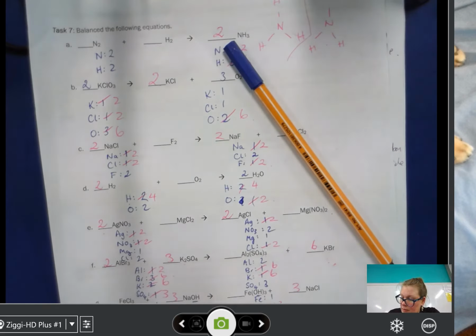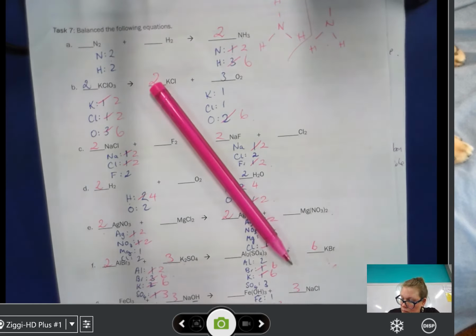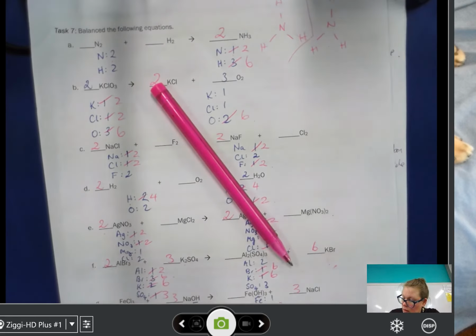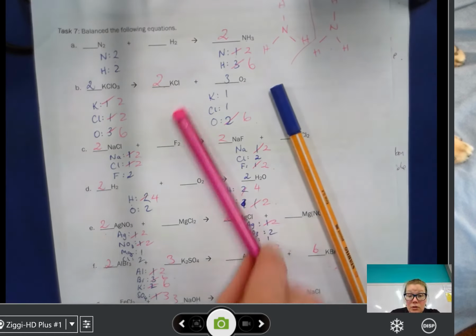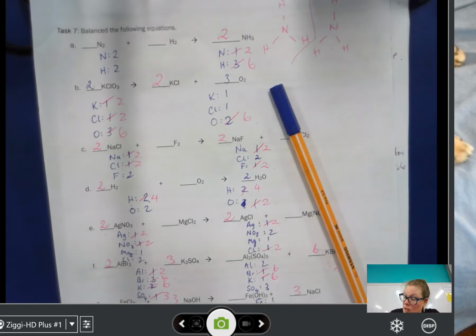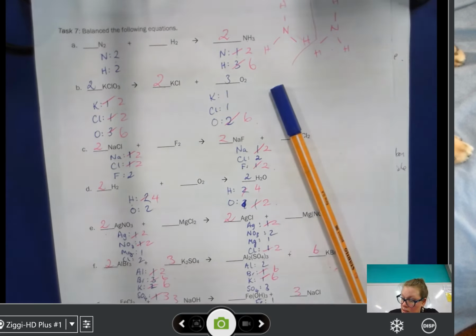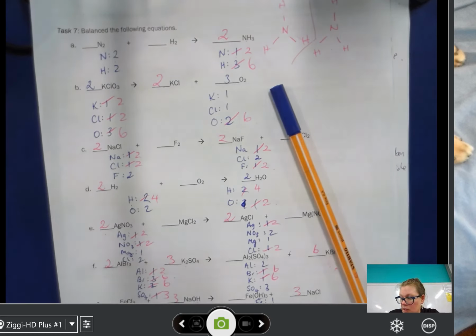1 carbon, 2 and 3, 6, 12, 6, 2, 8. I'm going to balance my carbons first, leave oxygen to last because oxygen's by itself. So to balance my carbons, I'm going to put a 6 in front of that, which changes that to 6, and it changes this to 6 times 2 is 12, plus 1 is 13.